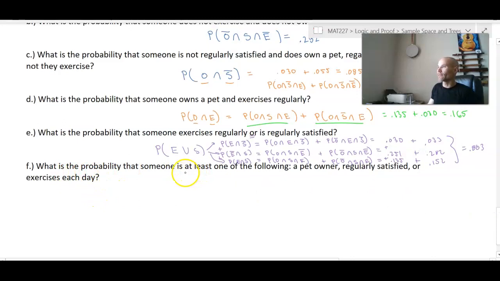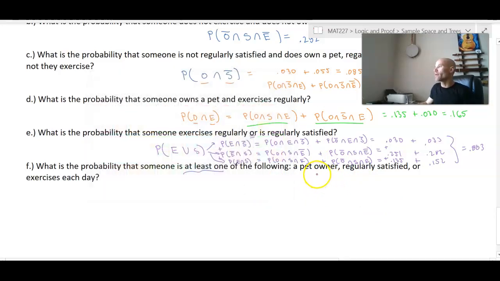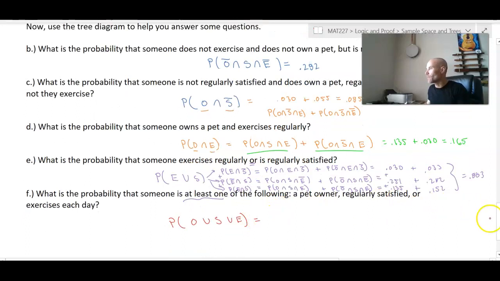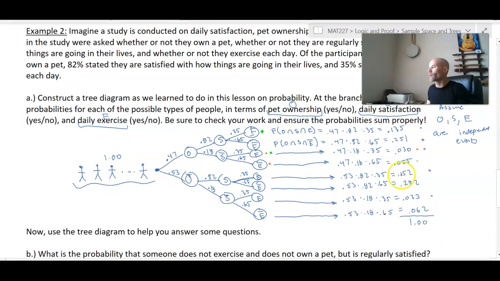Finally, what is the probability that someone is at least one of the following? At least one. Okay, so we'll go with red. A pet owner, regularly satisfied, or exercise each day. So this is actually a union of 3 events. So own a pet, are regularly satisfied, so just a union, or exercise each day. Well, let's just go ahead and grab that from the table. They're at least in one of those 3 groups.